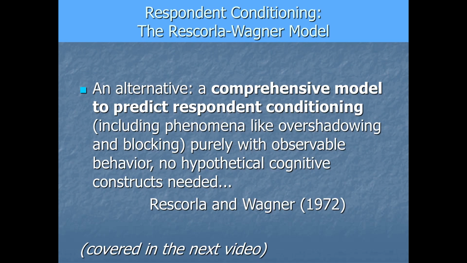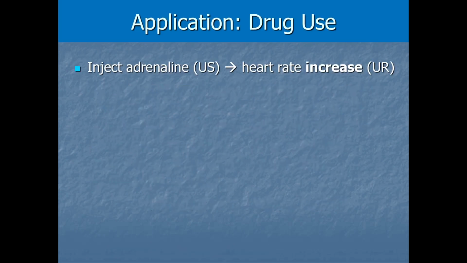But before we get into that video, before we get into that bit of theory, I wanted to bring up one more applied example for respondent conditioning where it'll help us understand something that happens, in this case, with drug use. So let's start with this. In a lab, for example, if you inject adrenaline into someone or something, an animal or a human, the heart rate increases. There's no learning involved there, right? This is a simple reflexive response as part of the built-in biology that we have.